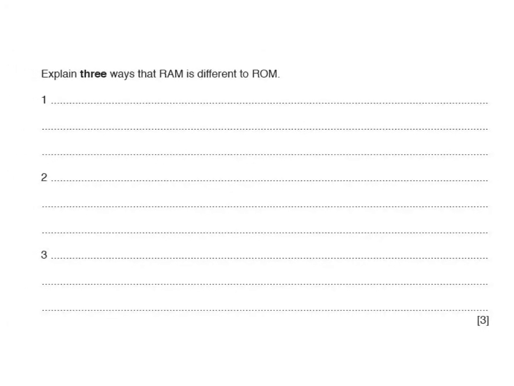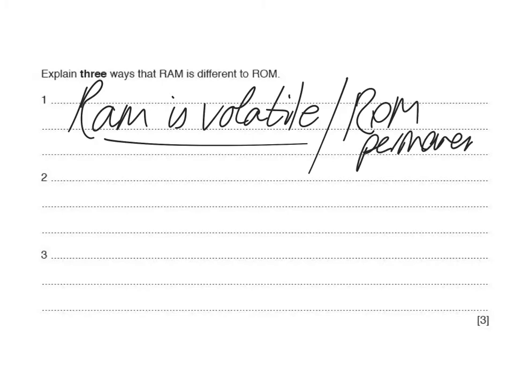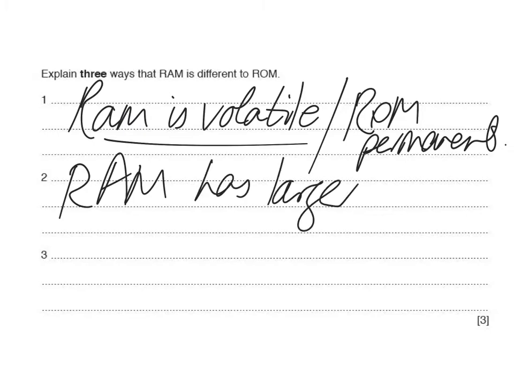3 different ways that RAM is different to ROM. So RAM is volatile. We can use permanent and temporary. Now that on its own is not enough to get the mark because it doesn't tell us what ROM is. So we obviously need to say that ROM's permanent. We could say that RAM has larger capacity of memory, especially the more modern ones, it's an even higher difference.